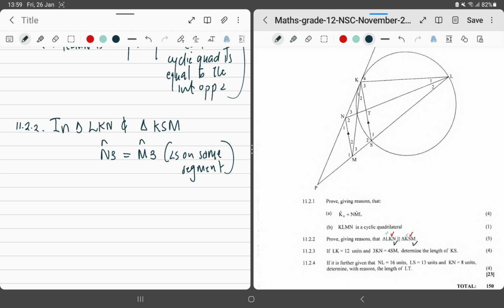Well, L1 is equal to M2. It's for the same reason, because I'm going to have that base, and then I have M2 subtended, and then I also have L1 subtended. So this angle and L1 are angles on the same segment.